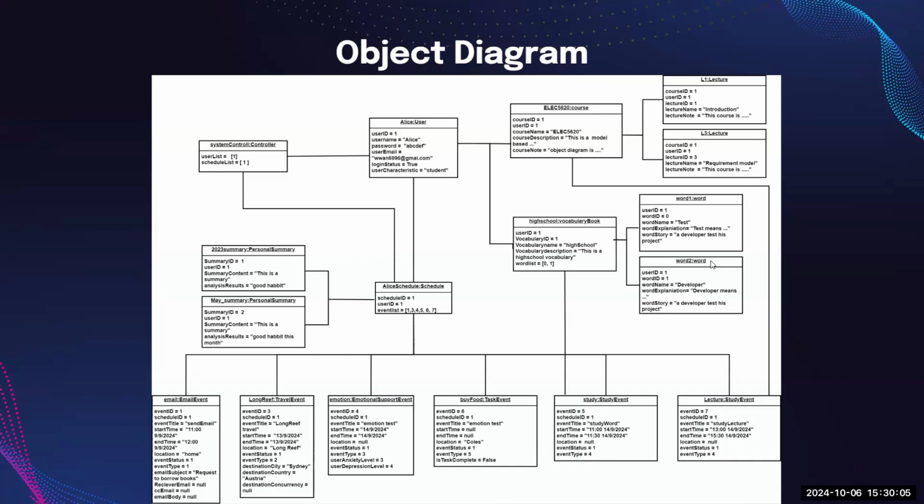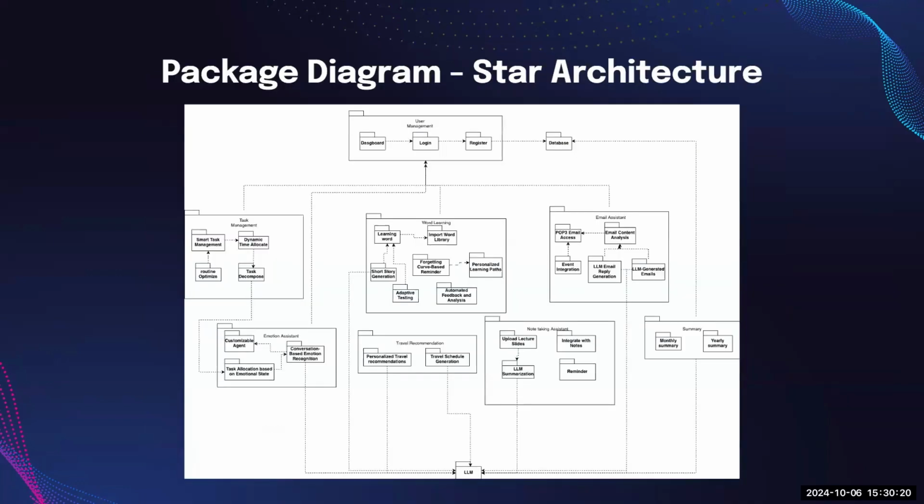Overall, the object diagram clearly shows the interrelationship between the objects, reflecting the dynamic structure and the information interaction of the system. Let's go to the package diagram. In our package diagram, we use a star topology and we organize the system into several functional modules.